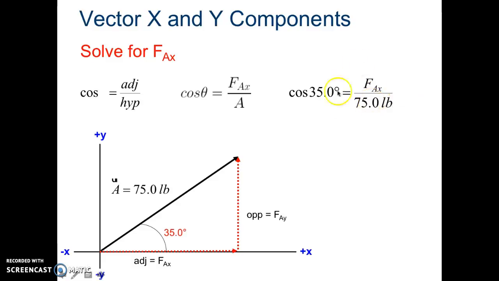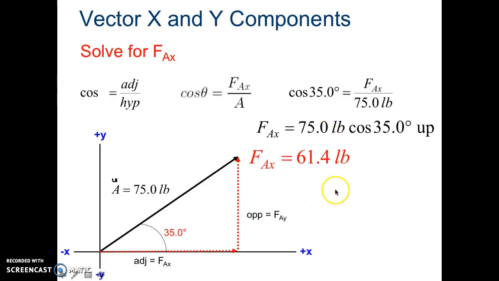So don't let this notation freak you out. This just means we're looking for the force of this vector that's moving this way. We just want to know how it's moving left or right. We plug those into our calculator, and we get 75 pounds times cosine 35, and we plug that in, we get 61.4 pounds. So if you're pushing a box up this angle, you're pushing 61 pounds to the right. The rest of the weight you're pushing straight up.